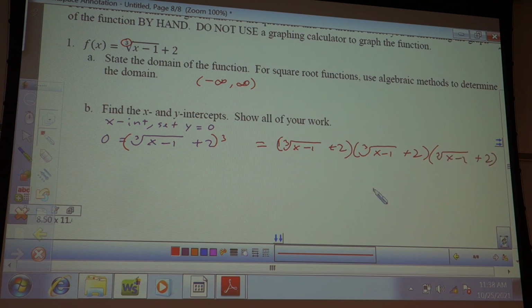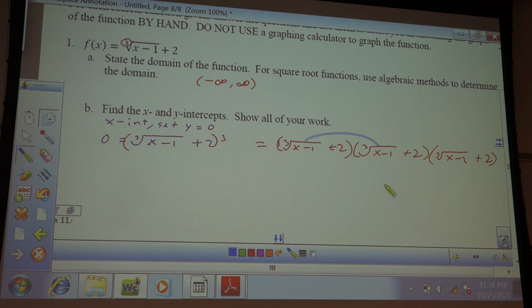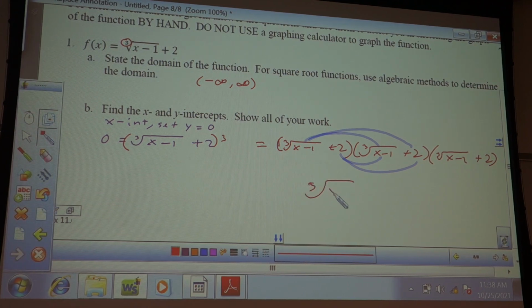It means I'd have to FOIL. I'd have to take this times that, this times that, this times that, and then whatever I got from that, I have to multiply all those by each of these two as well. So I end up with something crazy like cube root of x minus 1 to the second power times 4 plus cube root of x minus 1. I would not get rid of the cube root, basically. So that would be bad. So do not do that.